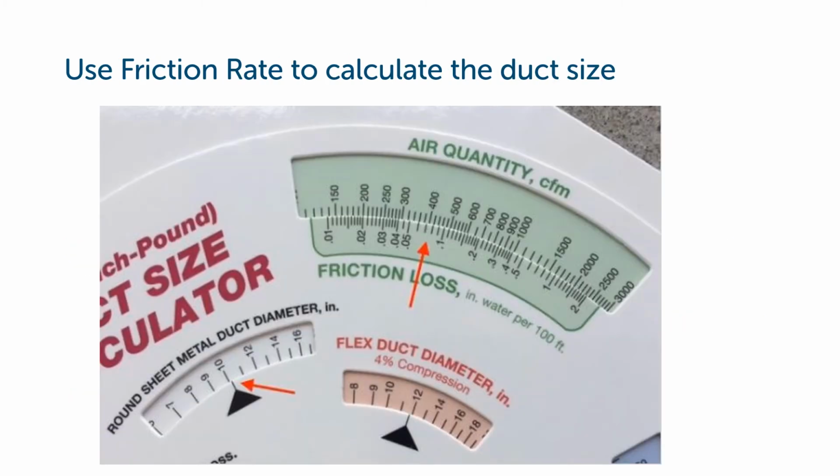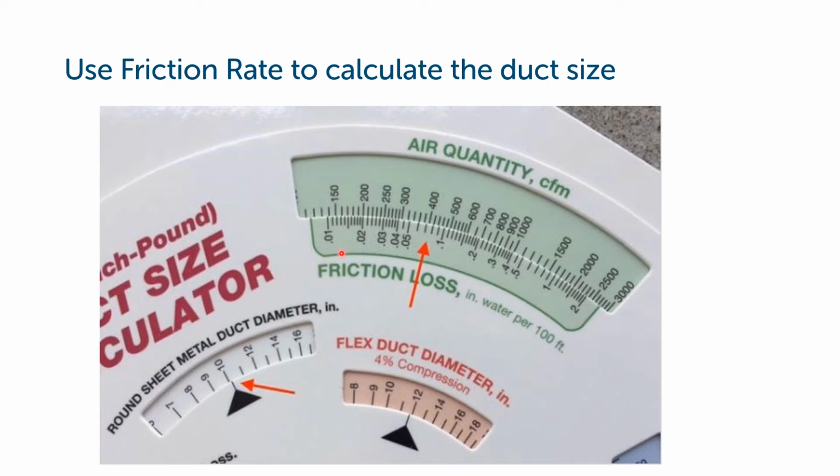Here's the duct calculator. Let's say we're looking for 400 CFM in a duct. We line up our friction rate of 0.73 with 400 CFM, and the duct calculator tells us that we can use 10-inch round sheet metal duct or 12-inch flex duct if we're using flex duct at 4% compression.